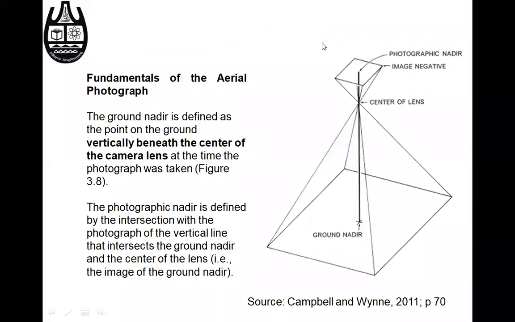Now we'll try to see some of the fundamentals of aerial photographs, to take the image from the aerial point of view. One important thing is nadir, N-A-D-I-R, nadir. Nadir is a point on the ground. There are two nadirs: one is photographic nadir, another is ground nadir. When I want to take any photograph, if you think about the lens here, can you see my cursor? This is the lens. So vertically beneath the lens, where the ray passes, the point which touches the ground is our ground nadir.